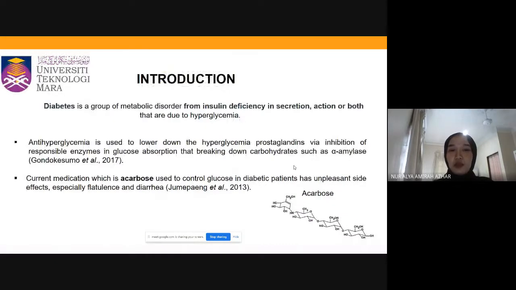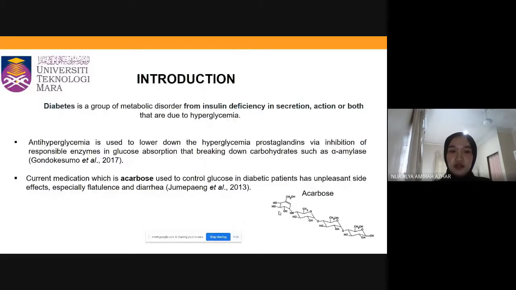To begin with, I'm going to explain about a disease that is related to my review, which is diabetes. To be simple, diabetes happens when sugar is too high in our body, and it is a group of metabolic disorders from insulin deficiency in secretion, action, or both that are due to hyperglycemia. And it can be controlled by the action of anti-hyperglycemic agents via inhibition of the responsible enzyme in glucose absorption that breaks down the carbohydrate itself, which is alpha-amylase.